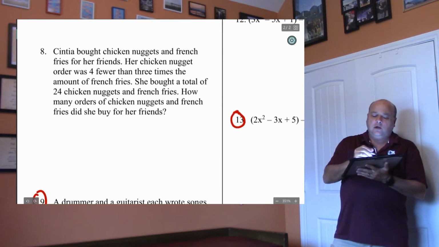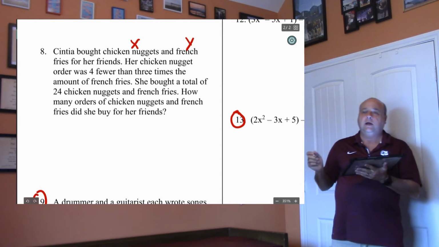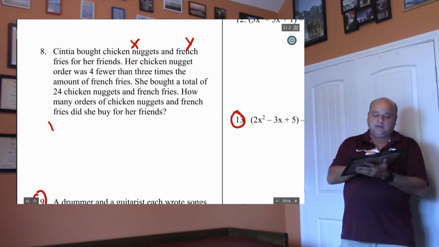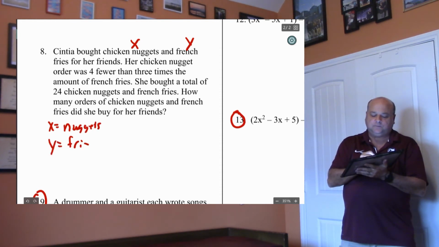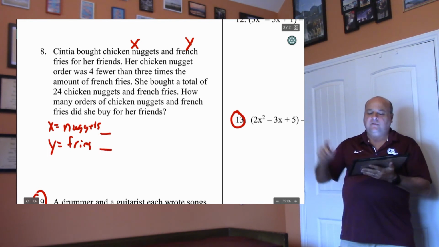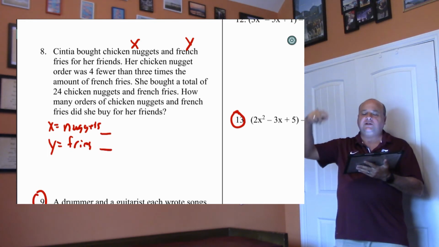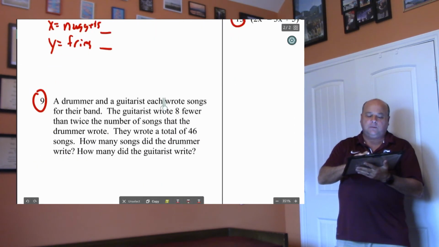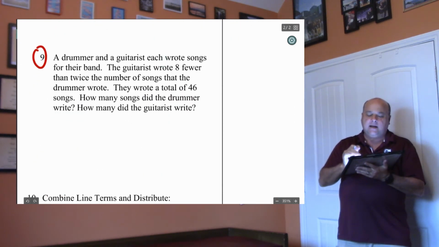Number 8. Use x and y on this. So chicken nuggets and french fries, okay? You're going to have x equals chicken nuggets, and y equals the fries. And then you're going to set up a system of equations and solve it, just like I'm going to do on number 9.